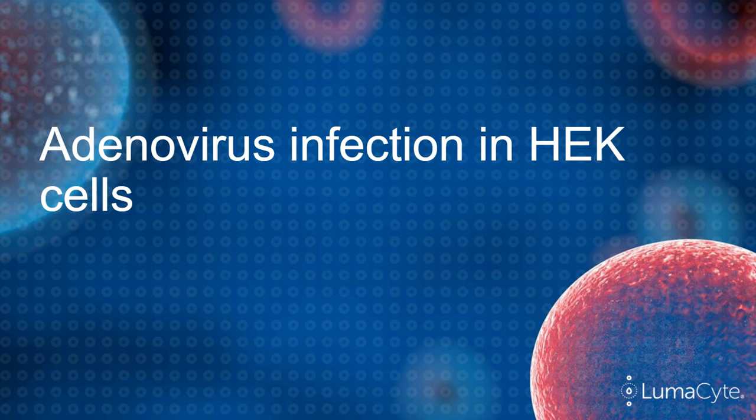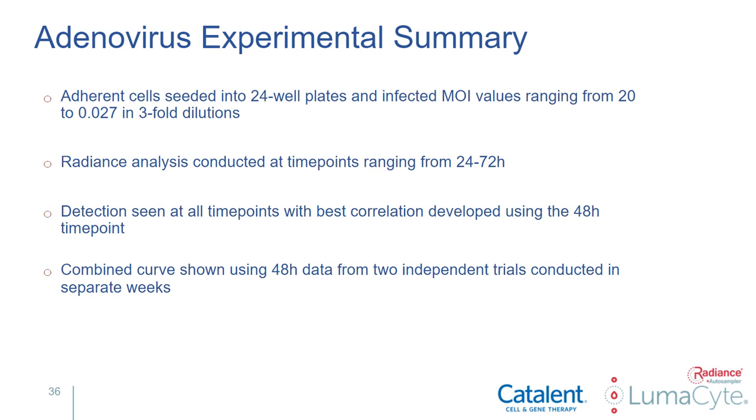All right, I'll move to the next experiment that we did with the adenoviral infection in HEK293 cells. In this experiment, the cells were seeded into 24-well plates and infected with MOI values ranging from 20 down to 0.027 in 3-fold dilutions. The Radiance analysis was conducted at different time points between 24 to 72 hours.